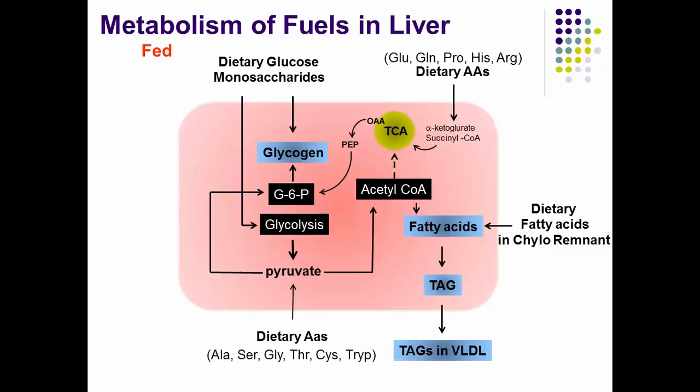So in general, in the fed condition, the amino acids can be converted to glucose and stored in the form of glycogen in the liver, and can also be converted to fatty acids and fat. And of course, some of the dietary fatty acids can also be taken up directly by the liver to make triglyceride. So this is what happens in the fed condition, right?